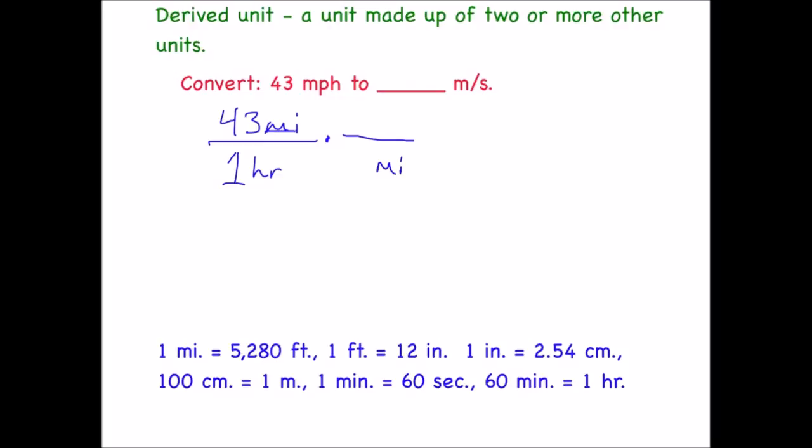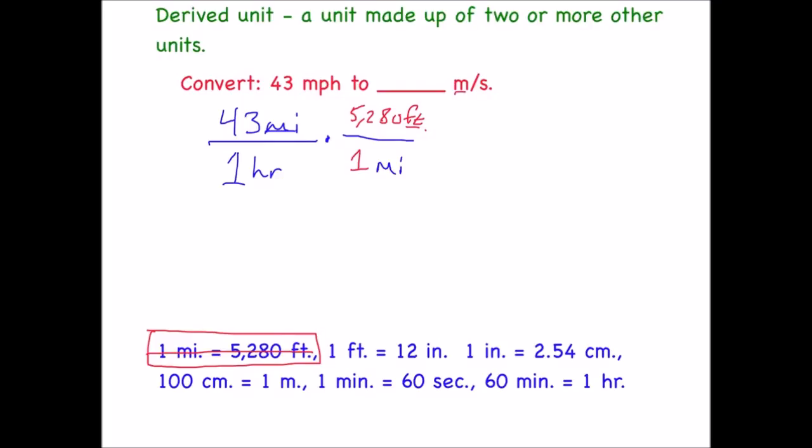So let's grab a conversion factor that deals with miles. It looks like this first one deals with miles. So 1 mile is equal to 5,280 feet. So this first one has been used. That one's done. Obviously, we are in feet, which is not the correct unit.